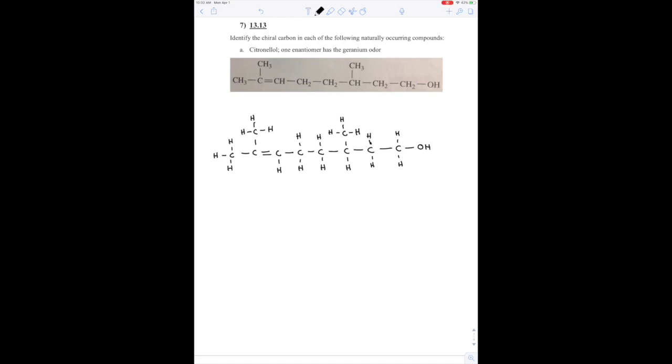Chapter 13, Question 7, asks you to identify the chiral carbon in each of the following naturally occurring compounds. And there's a key word here that's really important, and it is chiral. So let's talk about that for a second. The word chiral just means handed, and it comes from the Greek word for hand. So chiral just means handed.